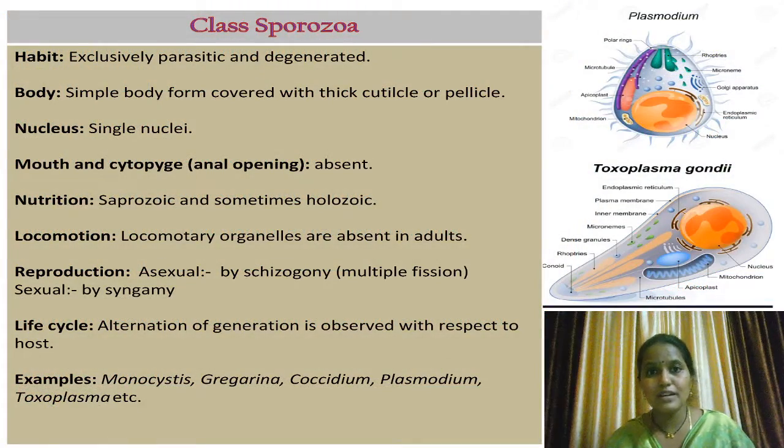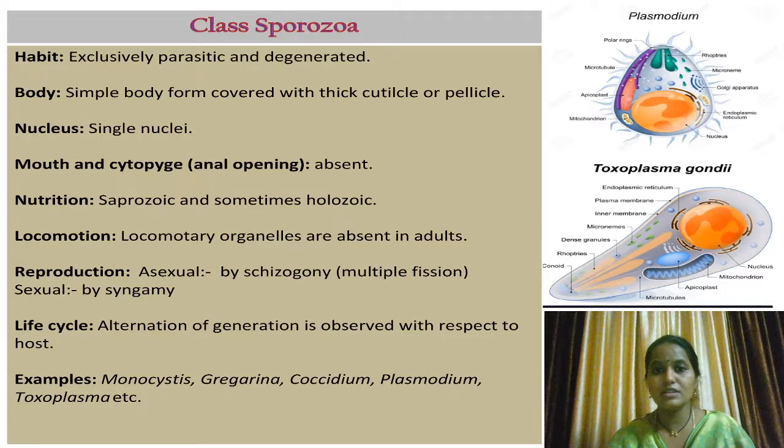And the last class is class Sporozoa. These are exclusively parasitic, degenerated forms of organisms. They have simple body form which is covered with thick cuticle or pellicle. They show a single nucleus in their body. Mouth and cytopyge, that is anal opening, are absent. Nutrition is of saprozoic type, and sometimes they show animal kind of nutrition, that is holozoic.